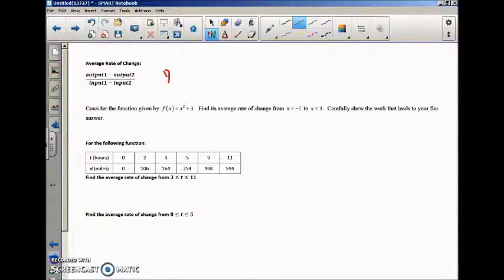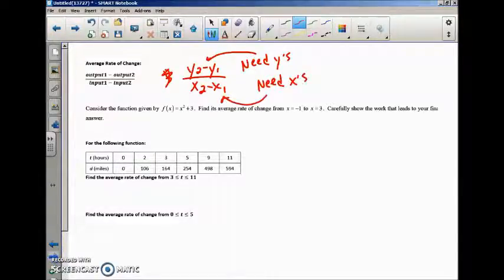Alright, average rate of change now. You guys know this as the slope formula. y2 minus y1 over x2 minus x1. You need 2 y values, you need 2 x values to use this formula of average rate of change. So if they give you a function like they do here, they might provide x values of -1 and 3, put those into the formula already.